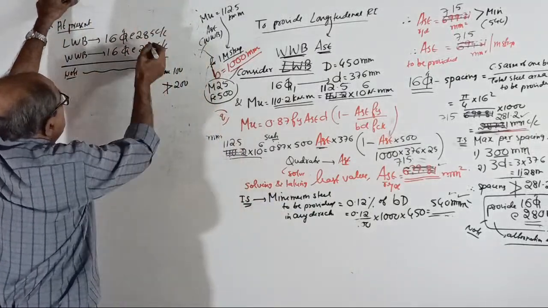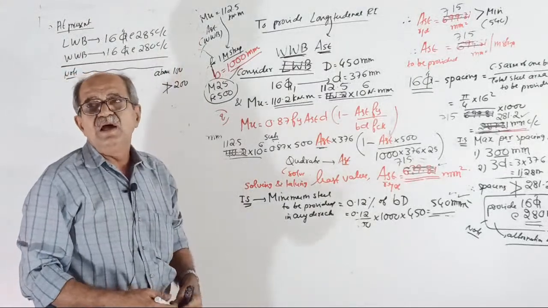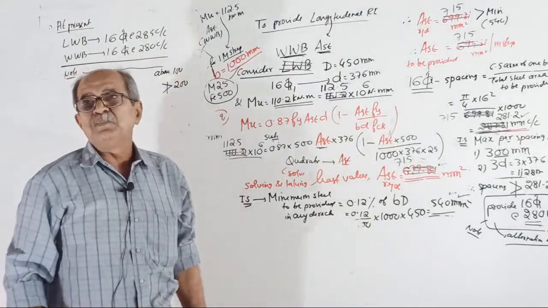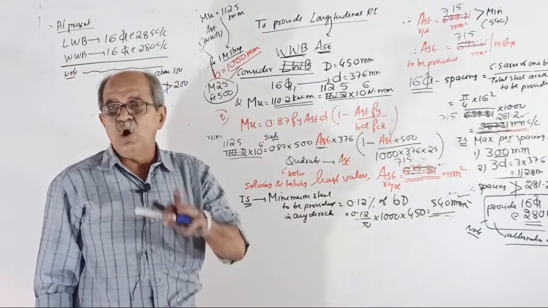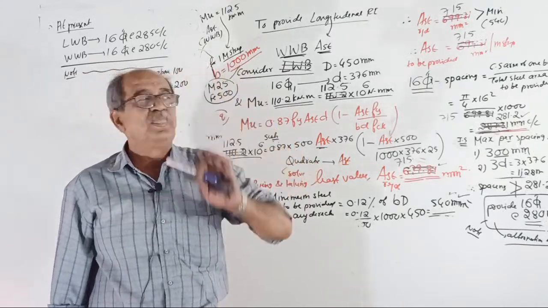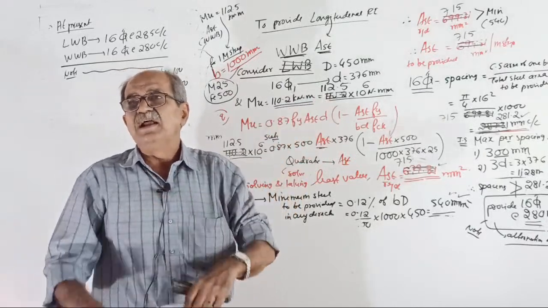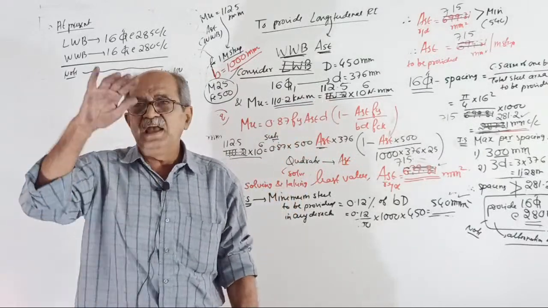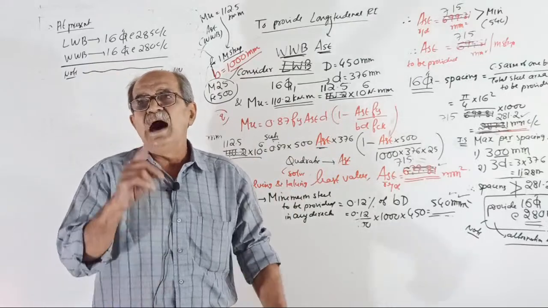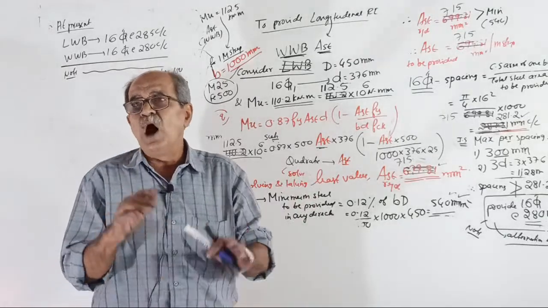Therefore, you see, this 285, you can't make 200. It is a waste of steel. What do you do? Instead of providing higher diameter, as I told you earlier, initially consider a higher diameter. Later, you change the diameter, decrease it. When you decrease the diameter, bars will come closer. Okay, people are happy. And second, compactness will come.